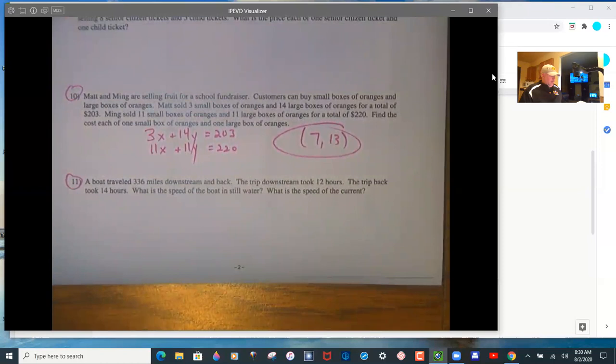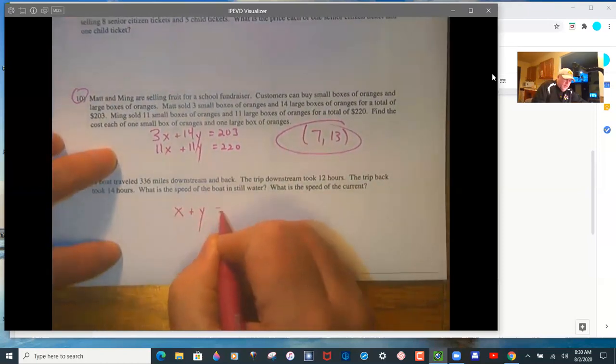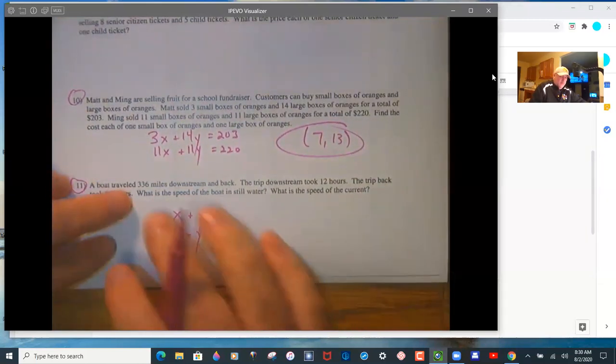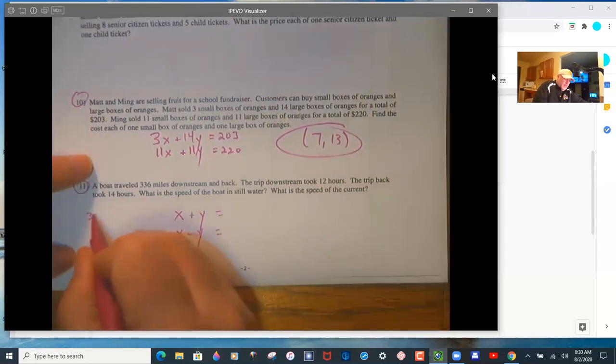Okay, 11 is another problem where you have this going with the current and against it. So you need to divide again. So 336 over 12 gives you 28.